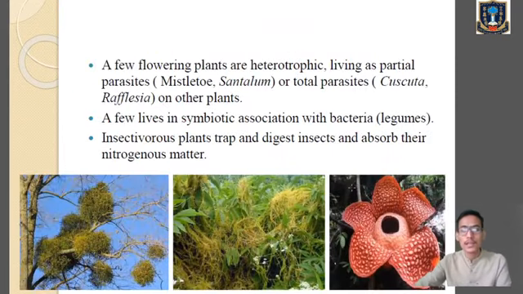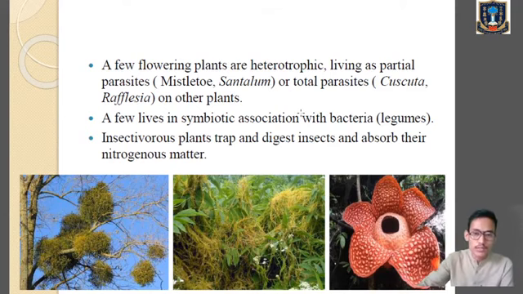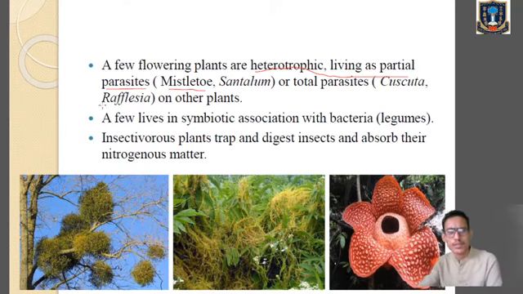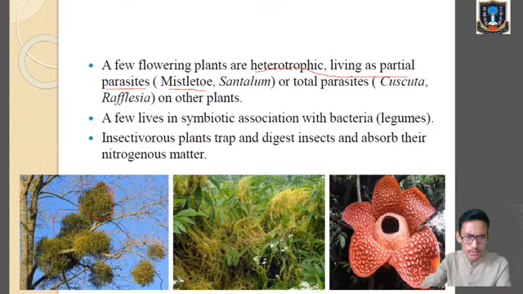Next one. We have said that plants are producers, they are autotrophs, but there are a few forms which are heterotrophic or live as partial parasites. For example, you can see over here mistletoe. This one is the mistletoe, a partial parasite.